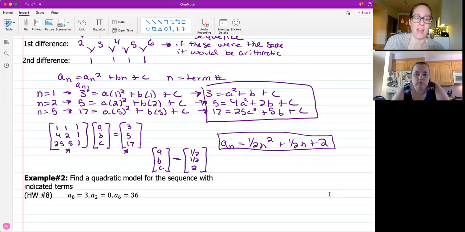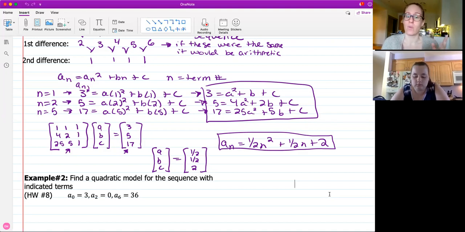Now, if you look down at Miss Margaret's second example, you'll notice she doesn't give you the full sequence. She just gives you the terms she wants you to use. So then that coefficient matrix is going to change a little bit because we're looking at different terms than just the first, second, third, or whatever. But once you get your 3 equations, because remember you have 3 unknowns, A, B, and C, you need 3 equations. That's how it works. If you have 3 unknowns, you need 3 equations.